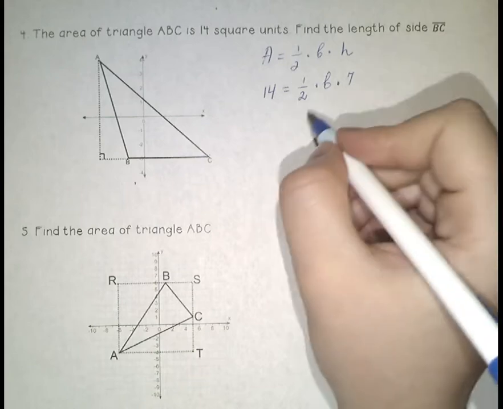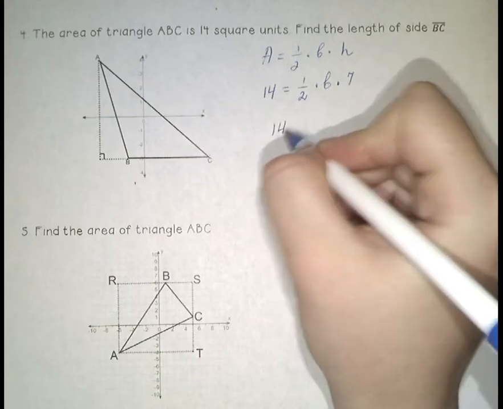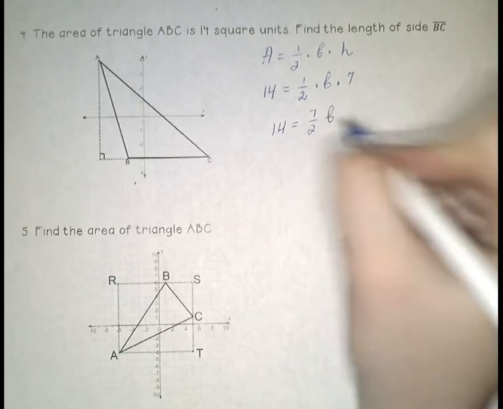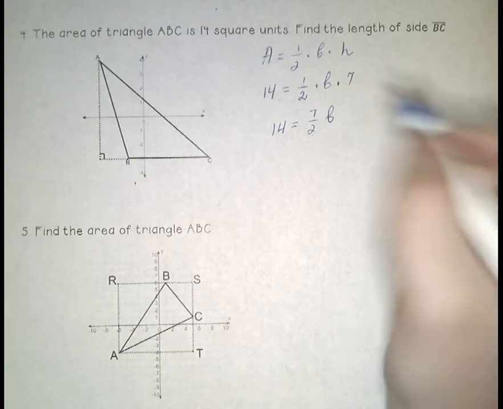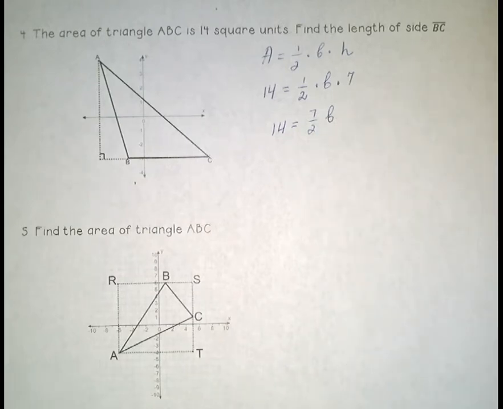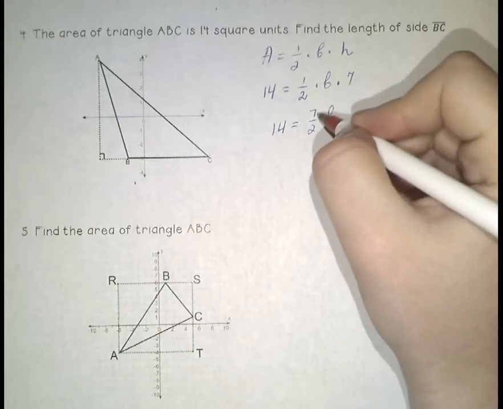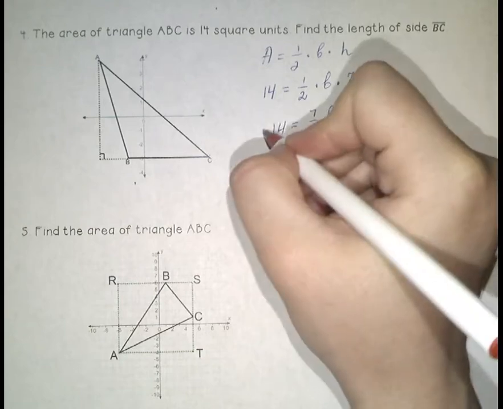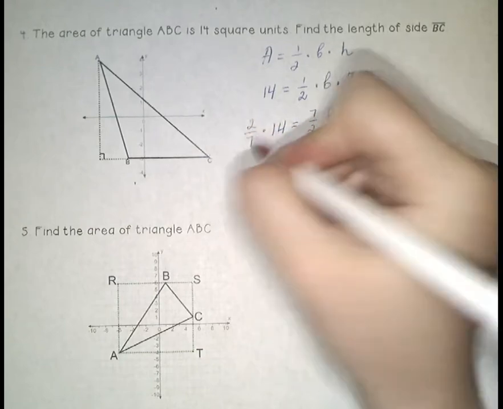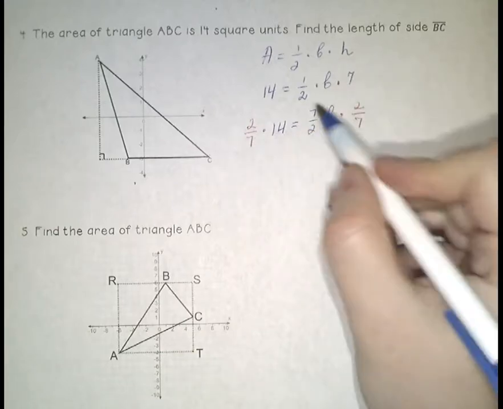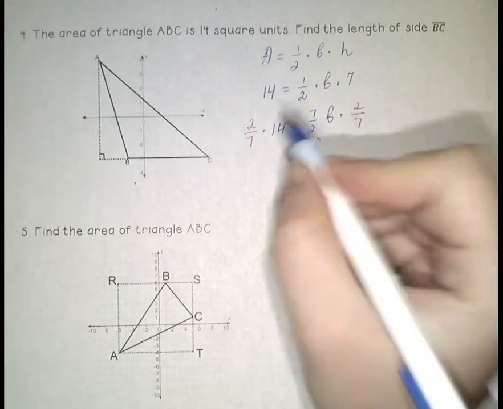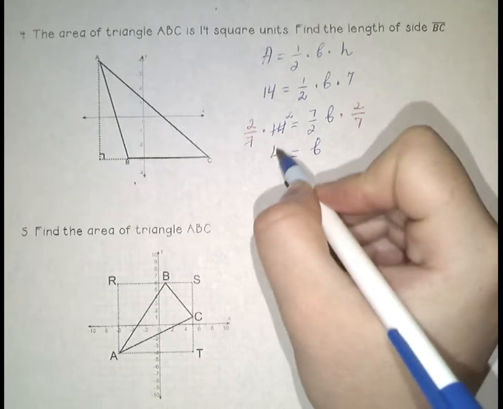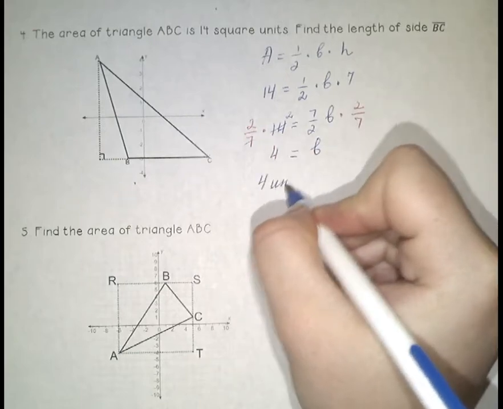Okay, so now what we have here is 14 equals 7 halves b, right? So now to find b, I need to multiply both parts of my equation by the reciprocal of 7 halves, which is 2 sevenths. 2 sevenths on both parts of my equation. I can simplify now 2 and 2, 7 and 7. So on the right side I will have b. On the left side I can simplify 14 and 7, and I will have 4. So 4 units.